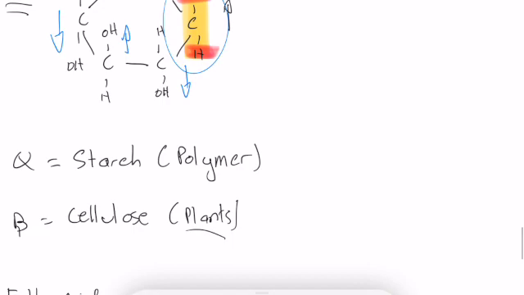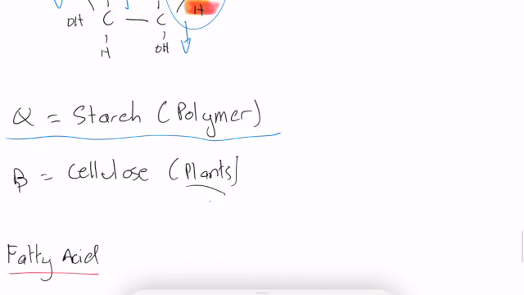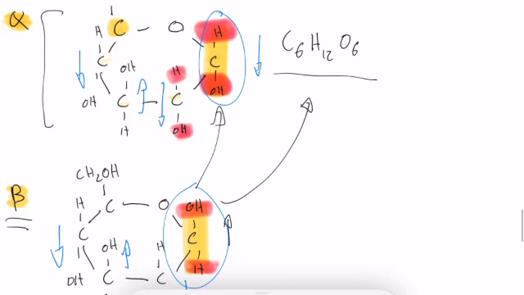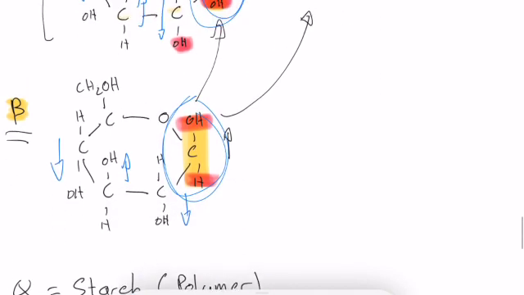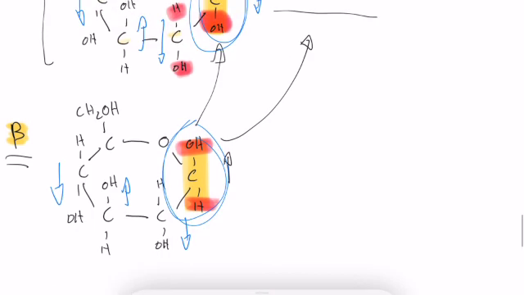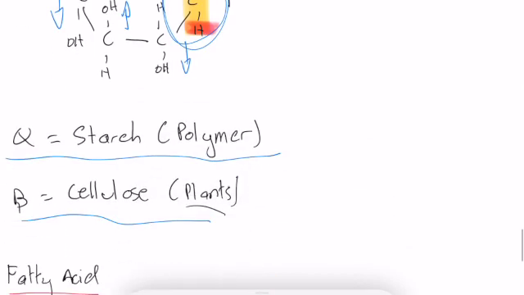So as I said, they both have their specific uses, if you like, and we know alpha glucose forms starch in its polymer form, and beta glucose forms your cellulose, so obviously seen in things like plants, and that is due to their unique bonding to that first carbon.